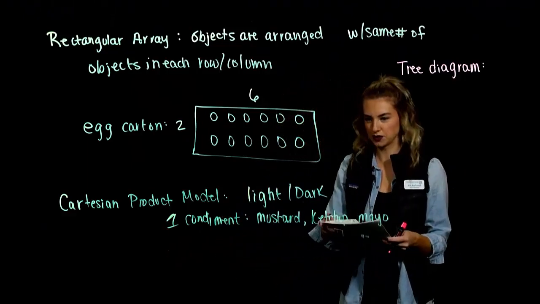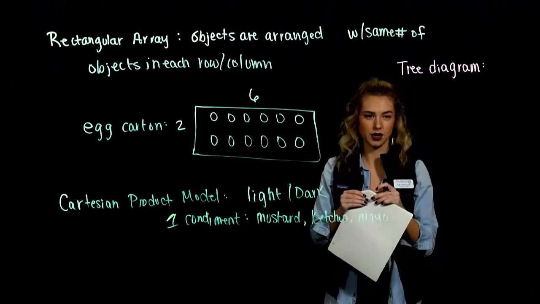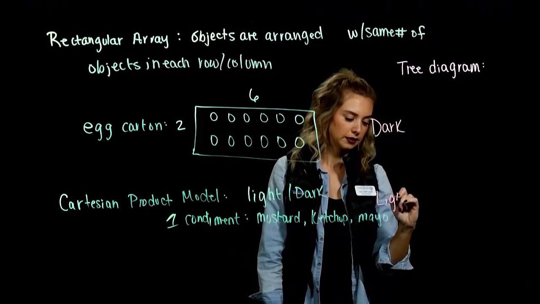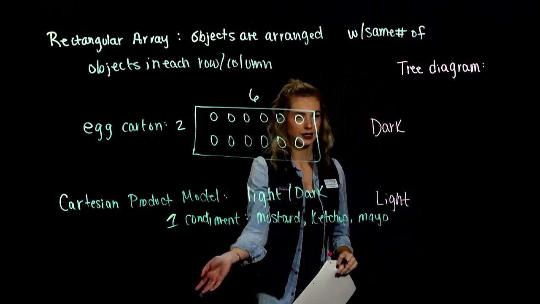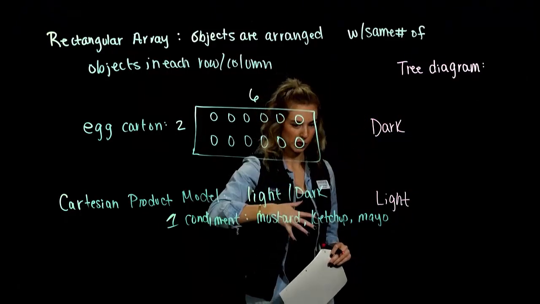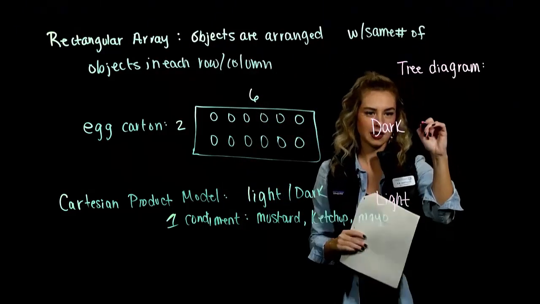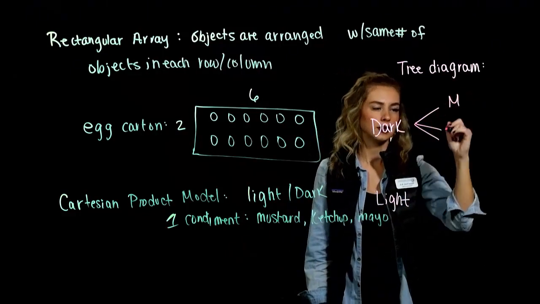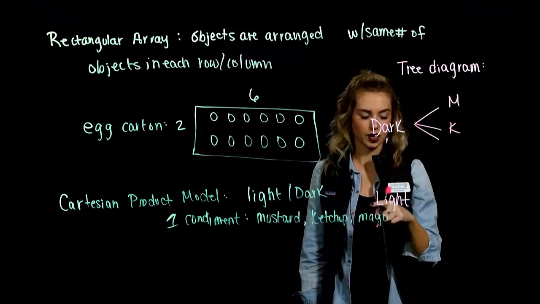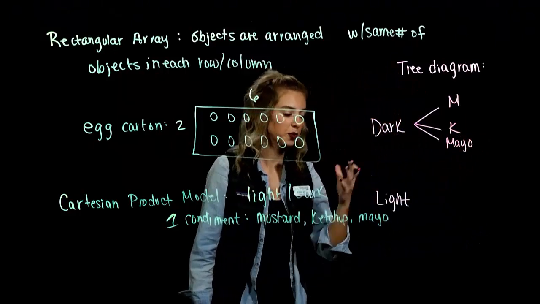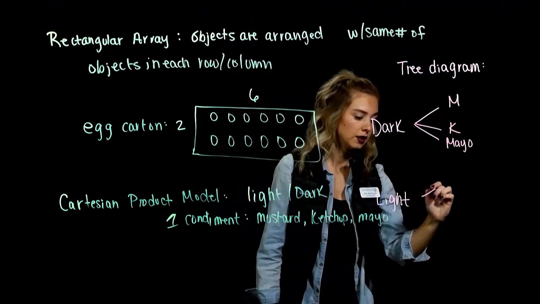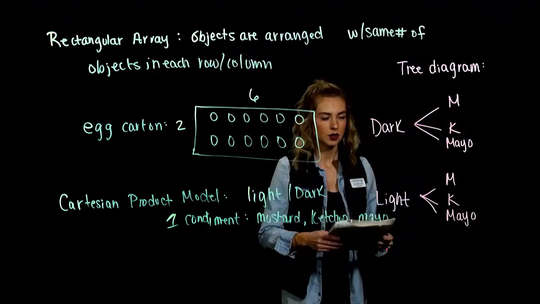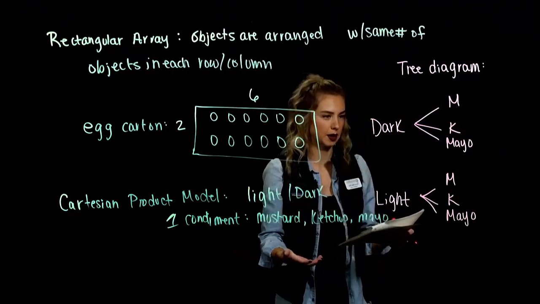So what, again, are our options? The first choice, we have to determine whether we want light or dark bread. So that's the first branch on our tree. I could either have dark bread or I could have light bread. So let's just say that I do choose dark bread. Then within that choice, I have three condiments to choose from. So again, inside of the dark bread, I've got three different options. I could have dark bread with mustard, I could have dark bread with ketchup, or I could have dark bread with mayo. And you're probably thinking, yeah, I could have those same options within the light bread, and you would be correct. We could have mustard, we could have ketchup, we could have mayo on our light bread. So we kind of follow those tree diagrams to talk about the different options that are possible.